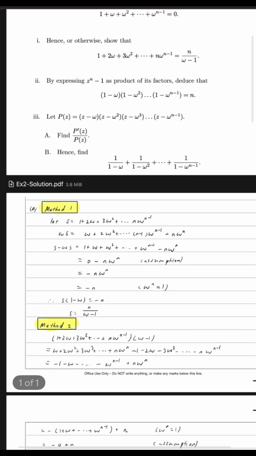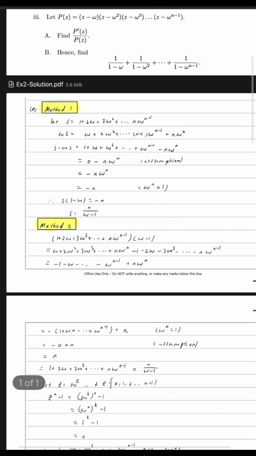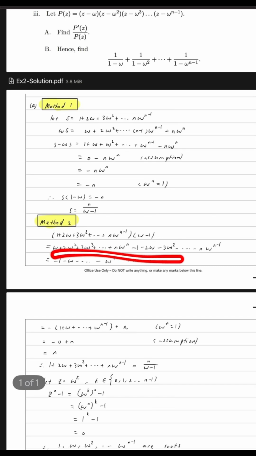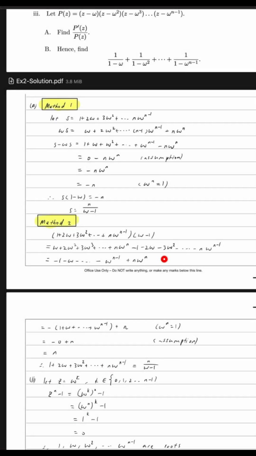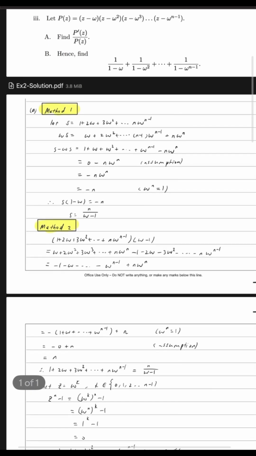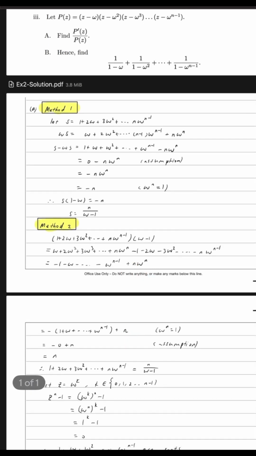Method 2 is brute force, which is you multiply the denominator to the other side and you expand it out like this, and then you can cancel it. So you can use this equal to 1, which is by definition, and then you get n, and then you basically divide to the other side again to get it.